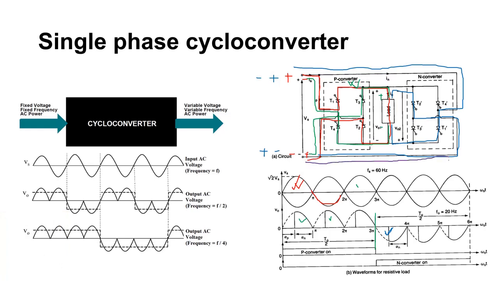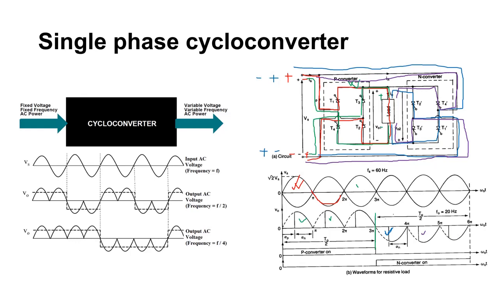It goes here and then it enters through T3 prime, and then it enters the load from the bottom terminal, and then it leaves using T4. So it leaves using T4 here.